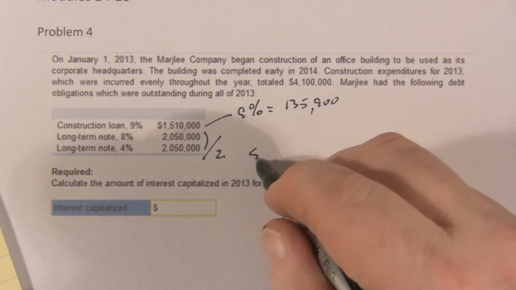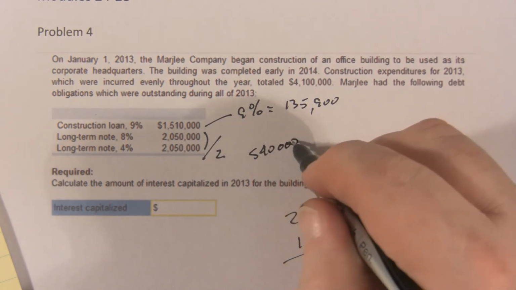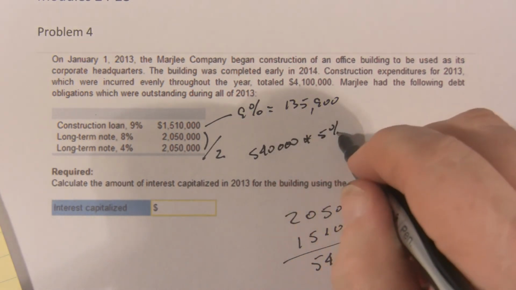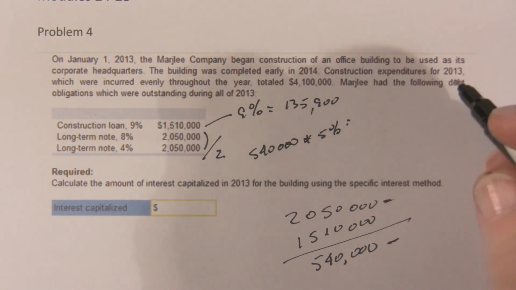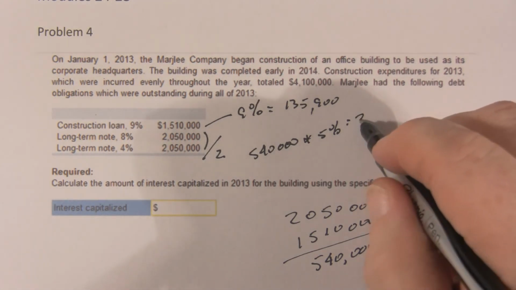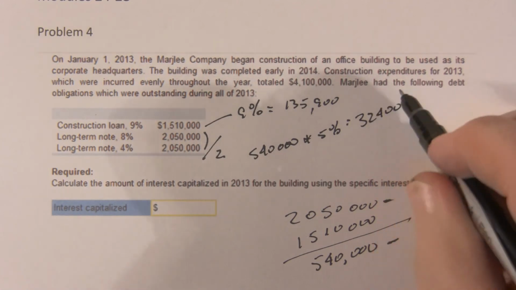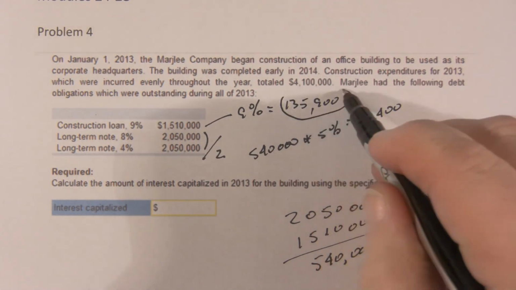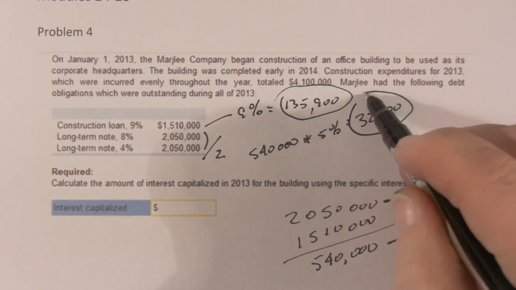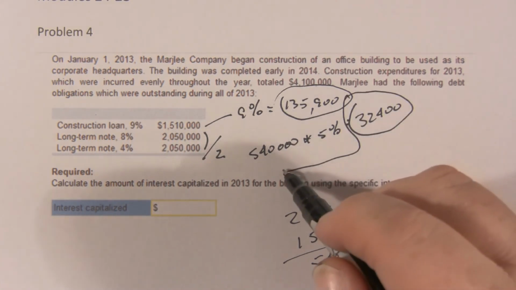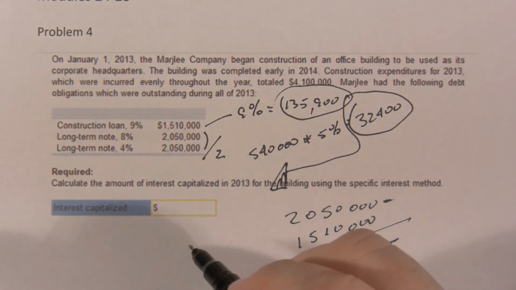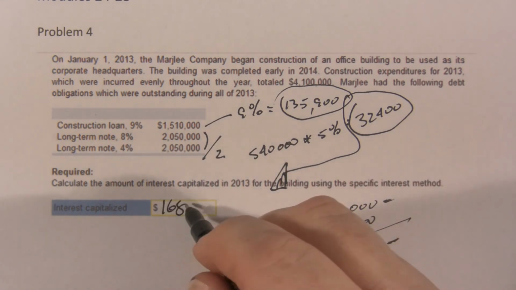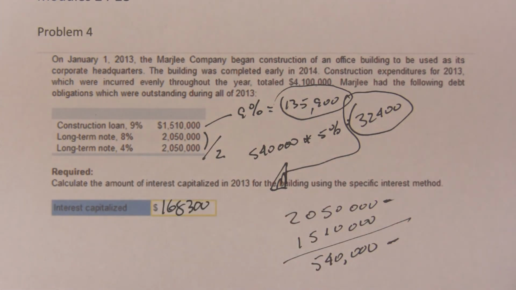So 540 times 5%, and that gives us 32,400. We'll add this and this, and that's the amount of interest we'll capitalize, 168,300, using the specific interest method.